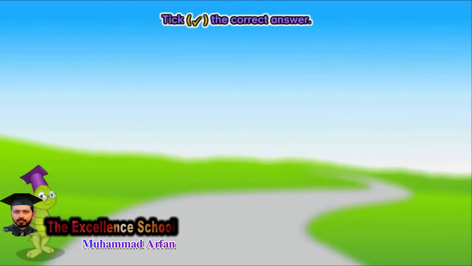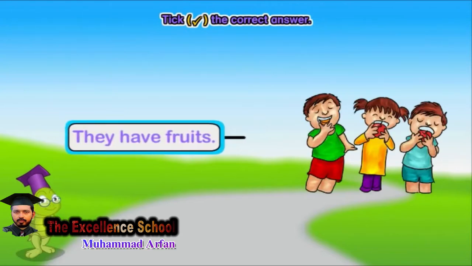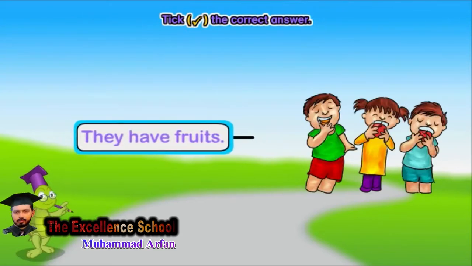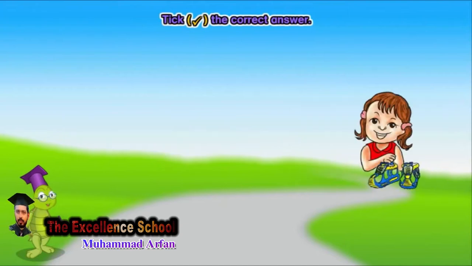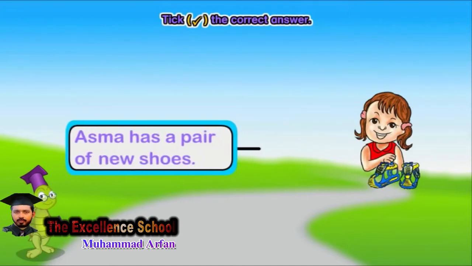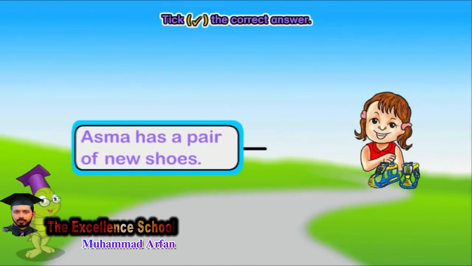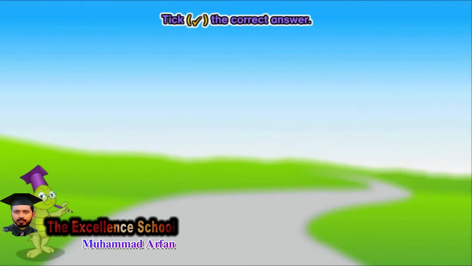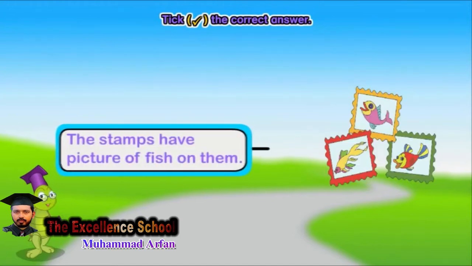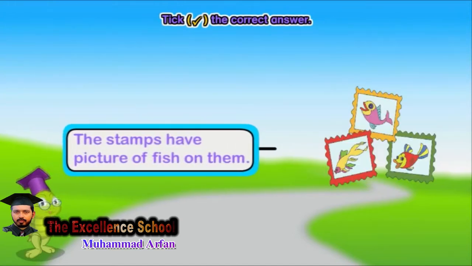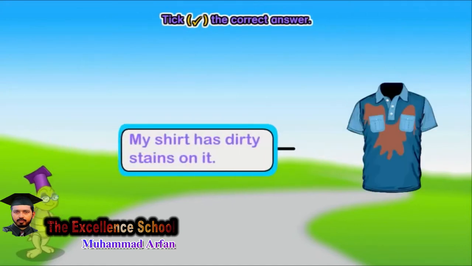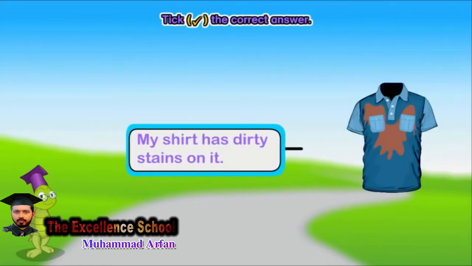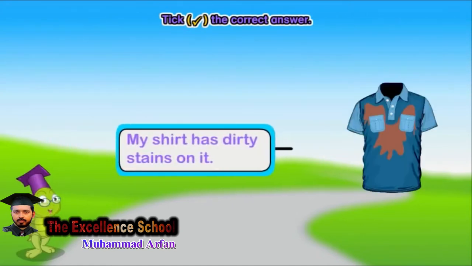Choose the correct answer. They have fruits. Amna has a pair of new shoes. The stems have pictures of fish on them. My shirt has a dirty stain on it.